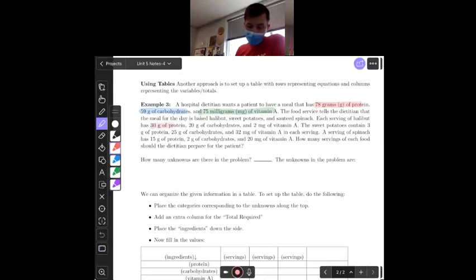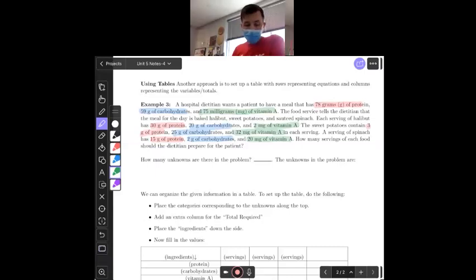So the halibut that they're serving has this much protein. The sweet potatoes have this much protein. The spinach has this much protein. The halibut has this many carbs, this many carbs for the potatoes, this many carbs for the spinach. And then the halibut has this much vitamin A, the potatoes have this much vitamin A, the spinach has this much vitamin A.